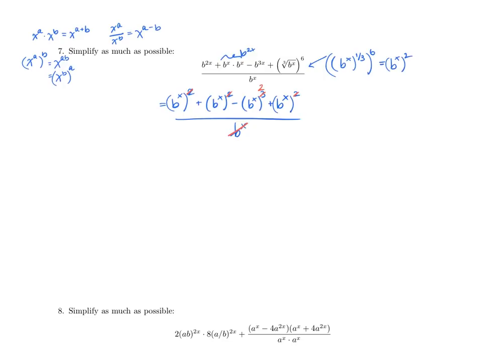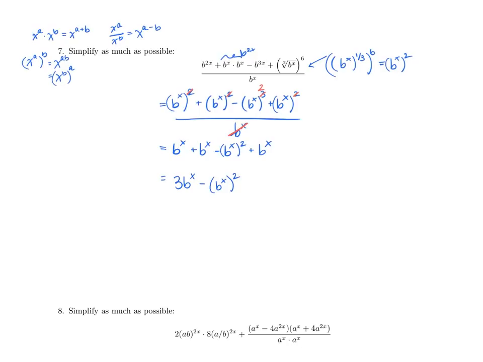So I am left with b to the x plus b to the x minus b to the x quantity squared plus b to the x. All right, well, I have three like terms here. I have b to the x plus b to the x plus b to the x. Well, that's 3 times b to the x. So I end up with 3 times b to the x minus b to the x quantity squared, and that is as simplified as it gets. Can't go any further.